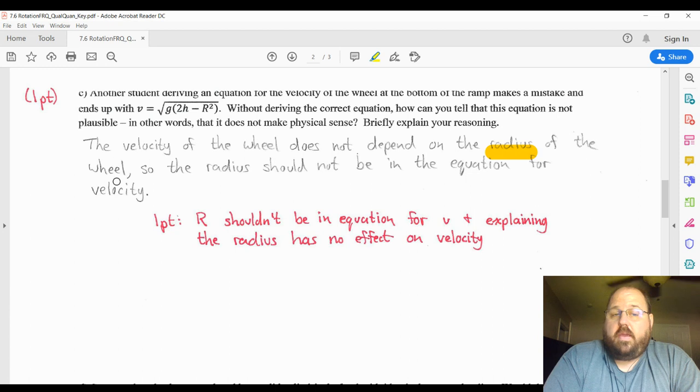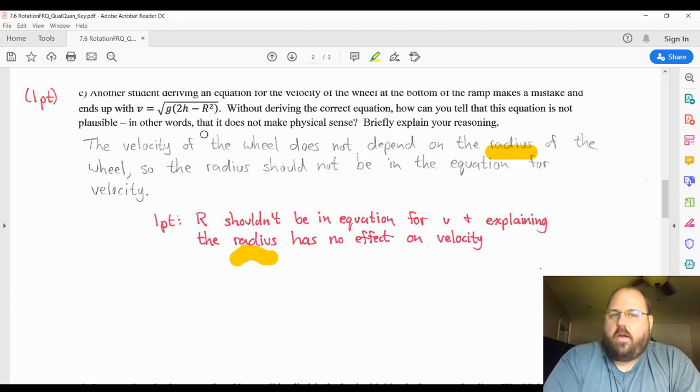The radius should not be in the equation for velocity. So if you did something to the fact that the radius is the thing that doesn't need to be in there, then you get 1 point. And that's really the only thing that I could clue in on that would be incorrect in that equation. Sometimes questions like these, there's several things wrong with the equation, and you just need to pick out one of them. So choose the easiest one, obviously.